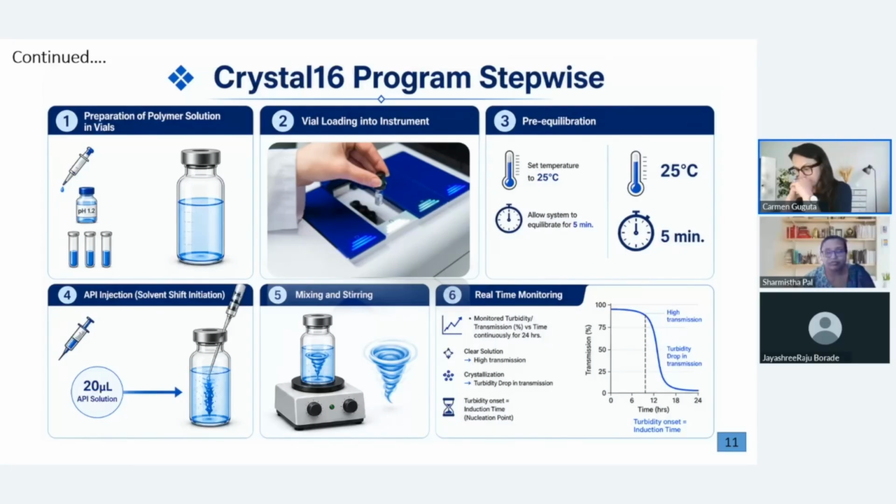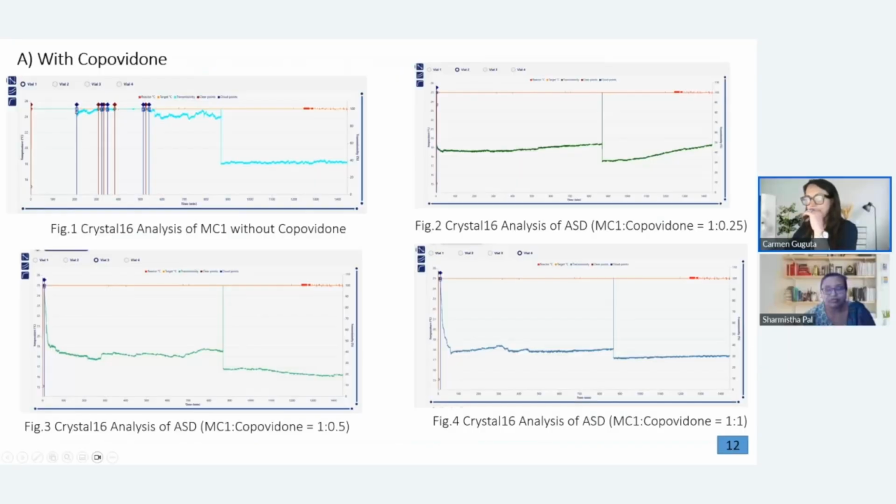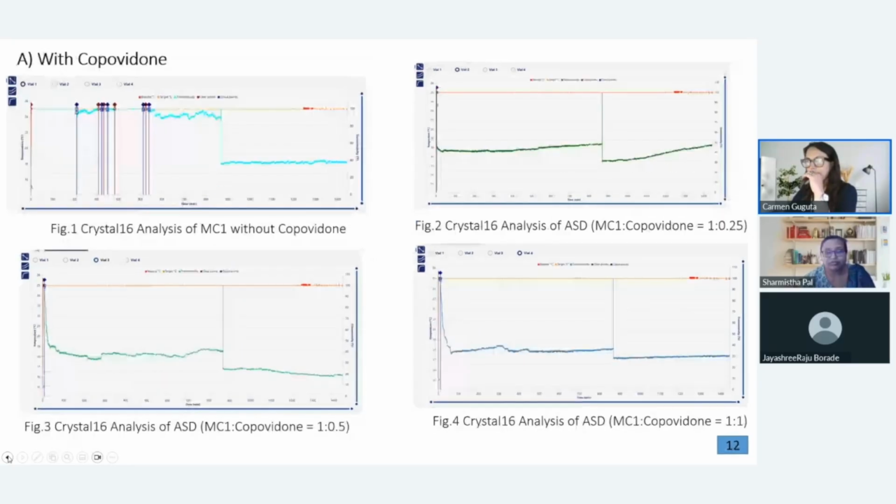In step 5, which is mixing and stirring, continuous agitation ensures the uniform distribution and consistent supersaturation throughout the experiment.